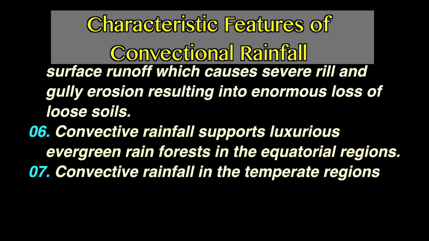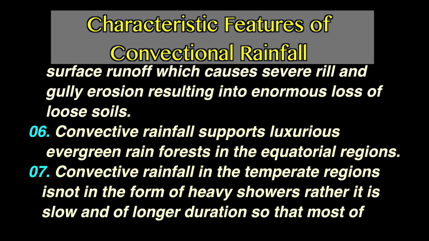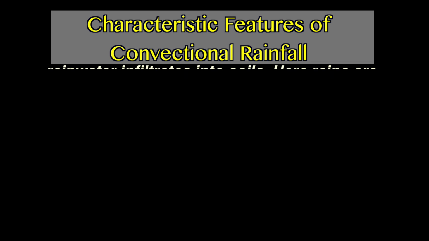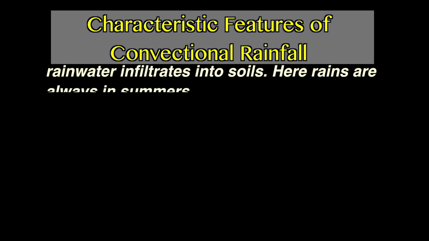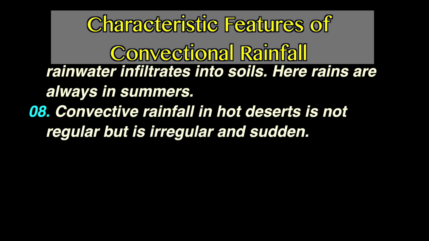Convective rainfall in the temperate regions is not in the form of heavy showers; rather, it is slow and of longer duration, so that most of the rainwater infiltrates into the soils. Here rains are always in summers. Convective rainfall in hot deserts is not regular but is irregular and sudden.